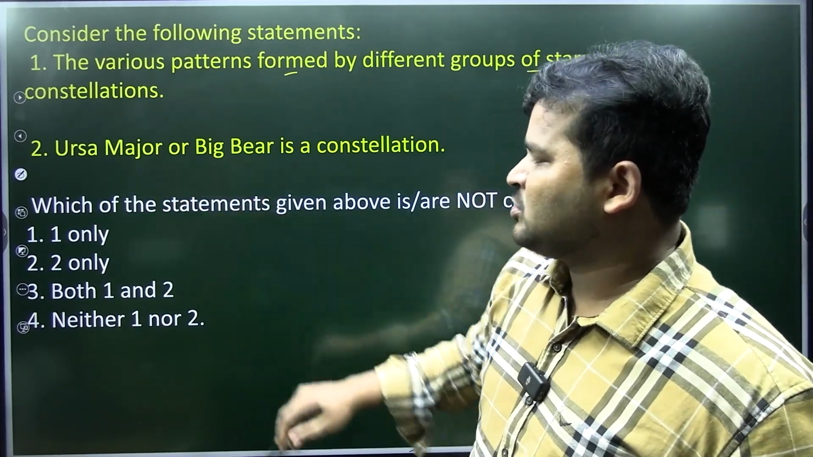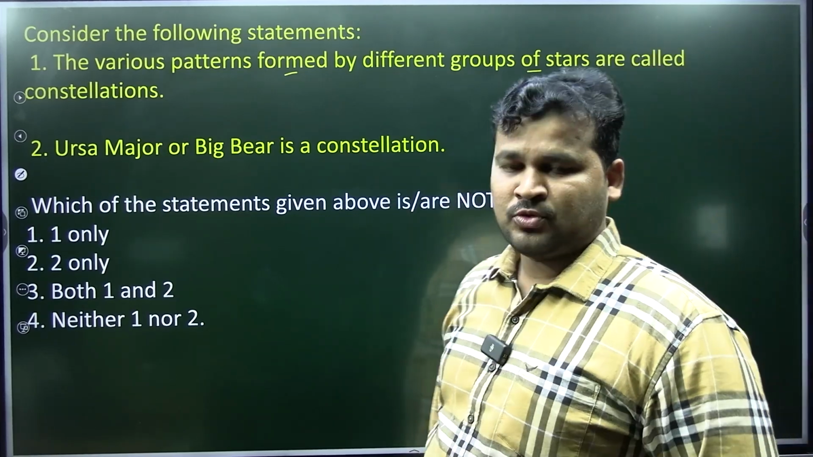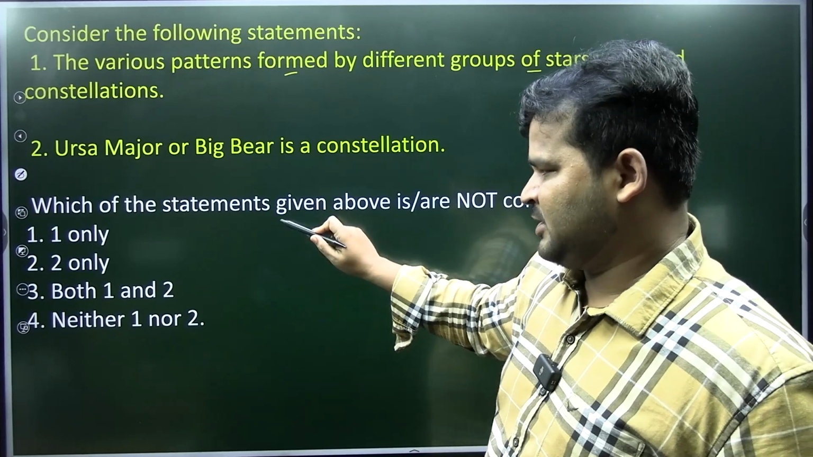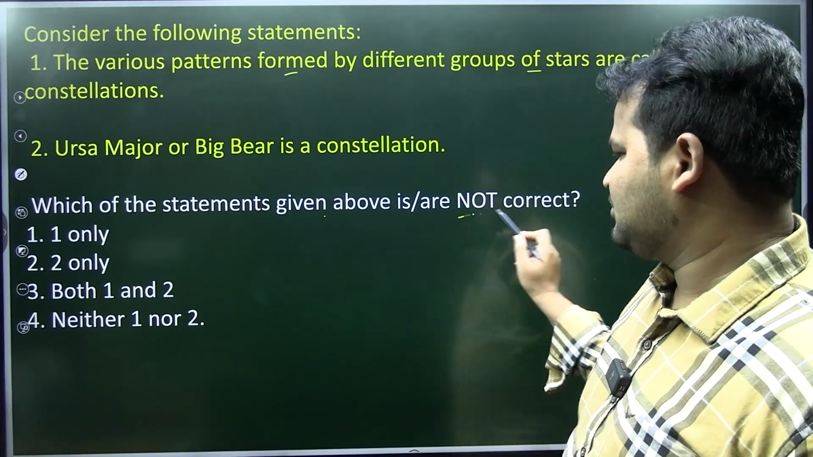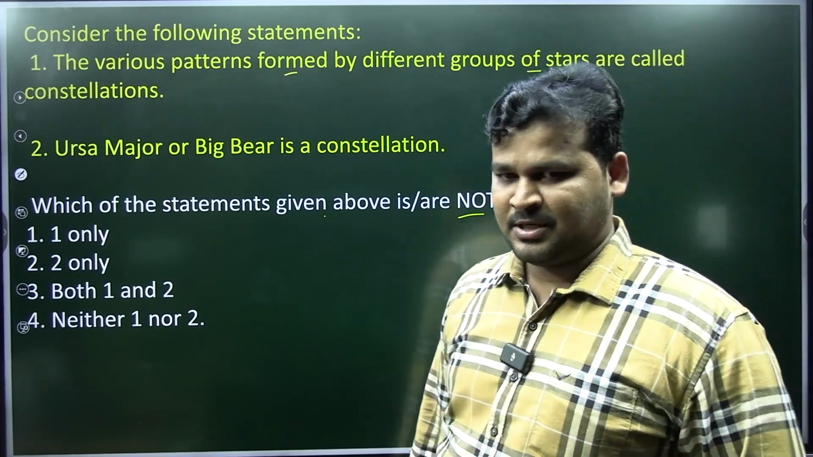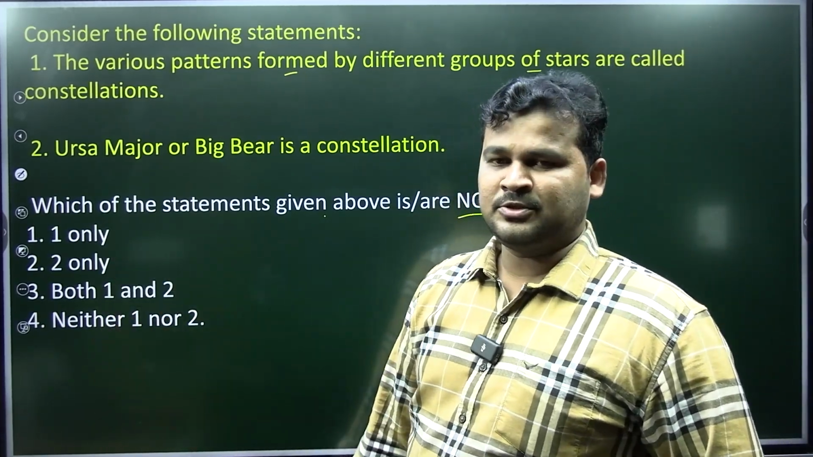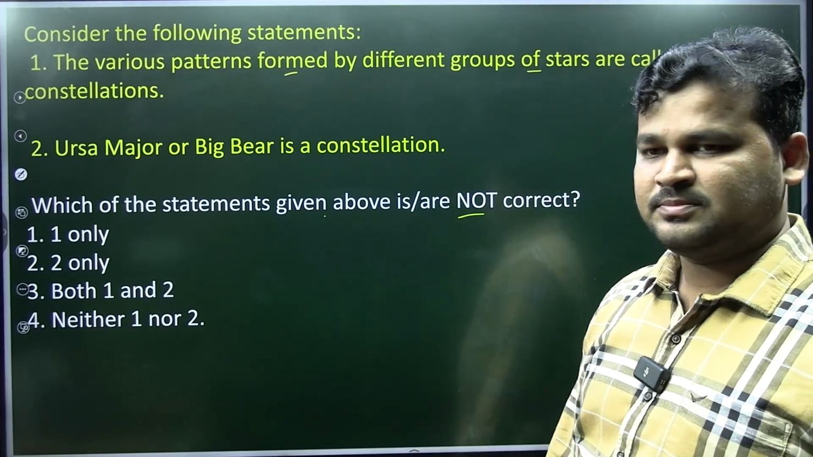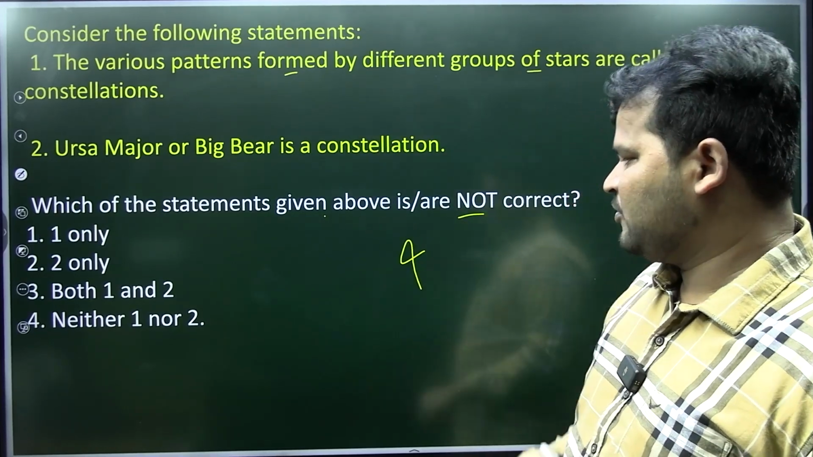2. Ursa Major or Big Bear is a constellation. Is it true or false? So what do we have to find? Which of the following statements given above is not correct? They are asking about the not correct one. What might be the answer? So these are the options related to the question. So let me explain the answer. The answer for this question is 4.